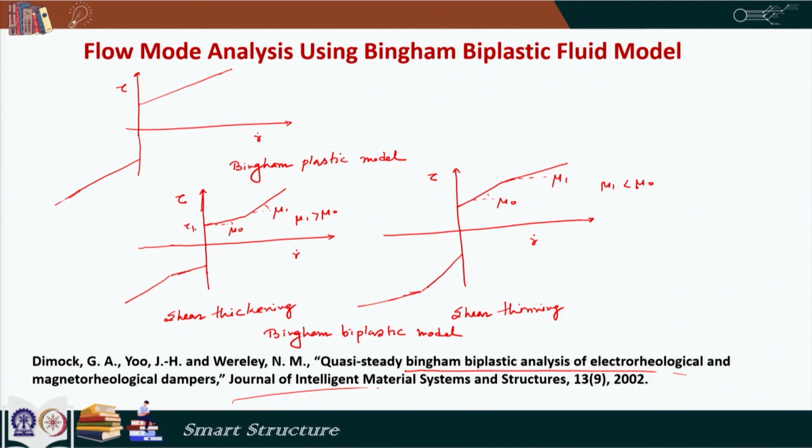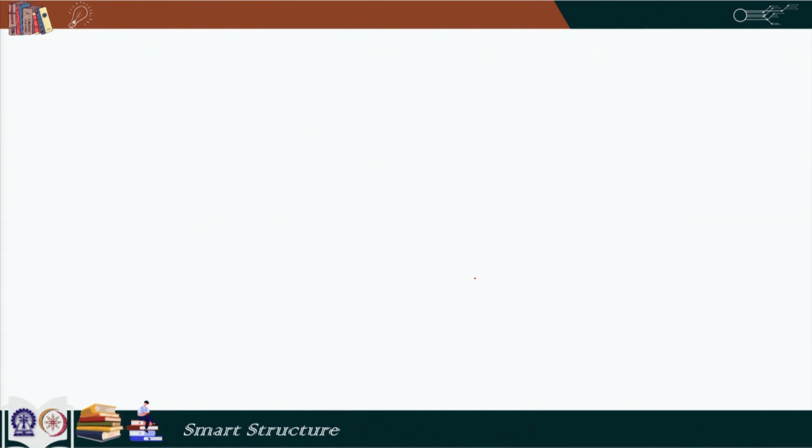And when you have mu 1 and mu 0 same, it becomes the Bingham plastic model. And again, please understand that the graph here and the graph here are same. So, mu 0 here and the mu 0 on the negative side is same, mu 1 here and the mu 1 here are same. Similarly, tau y, the yield stress, is same at the positive and negative side. So, whether the fluid is moving towards the positive direction or negative direction, it does not matter.